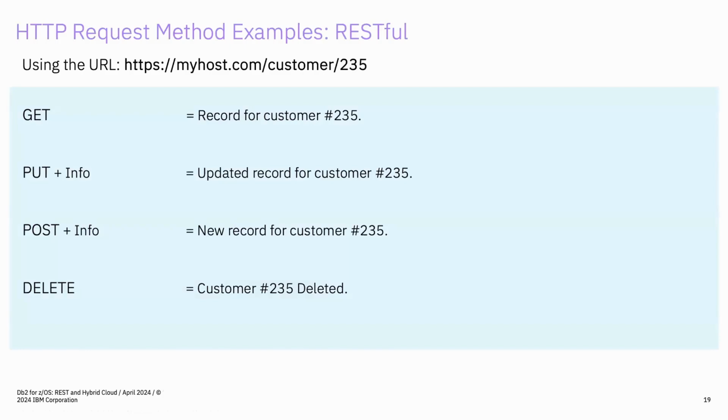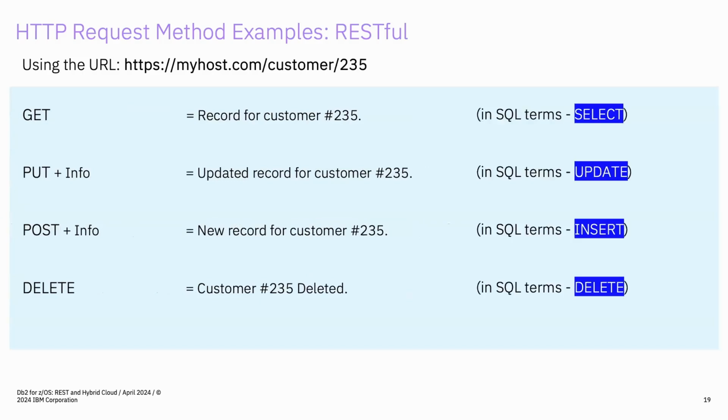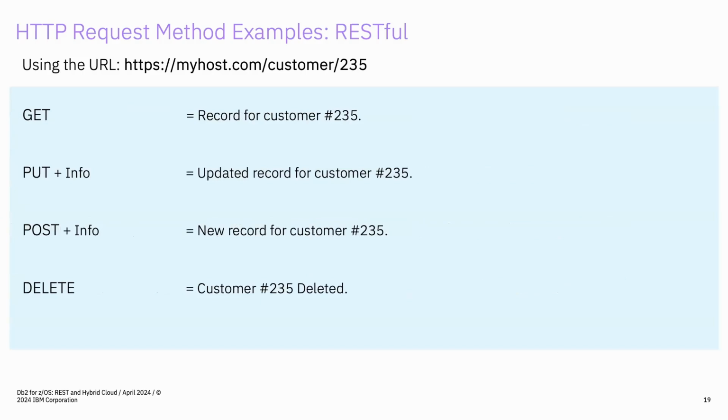So some HTTP request method examples using the URL specified at the top here, myhost.com/customer235. So that's the URL, URI, either one. If we call GET with that URL, that means we are looking at that record for customer 235. PUT, that method is going to be associated with information because we're going to be updating the record when it's paired with this URL. So in the last slide, we updated Smith's account. So we'd be putting $1,000 to that account, in this example, customer 235.